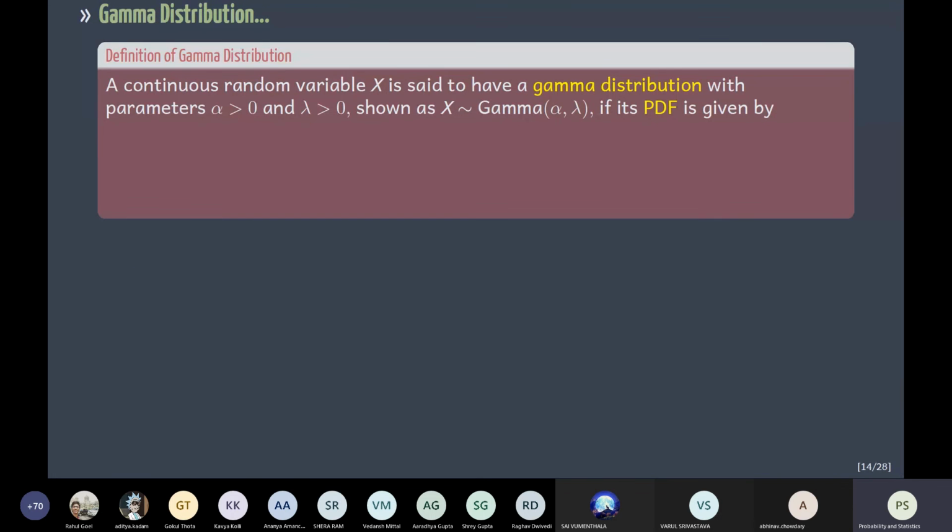So the gamma distribution uses the gamma function. That's why we had to spend some time on that. A continuous random variable x is said to have a gamma distribution with parameters alpha greater than 0, lambda greater than 0, and it's written x tilde gamma alpha and lambda, if its PDF is given by this. So this is the PDF of a gamma distribution. This may look a little bit complicated, but this is how the PDF is.